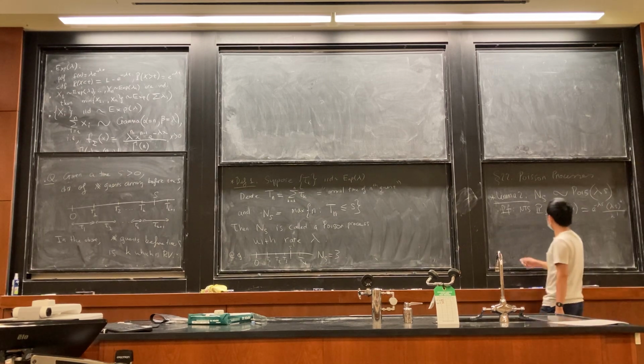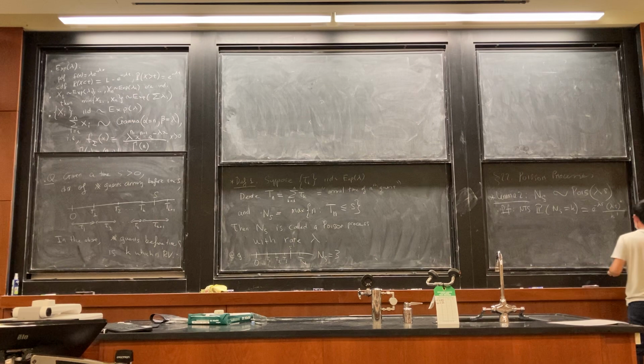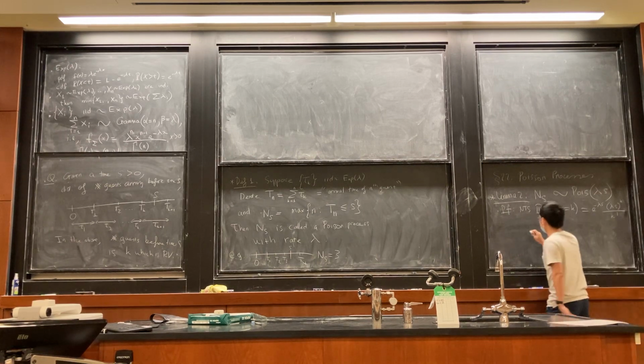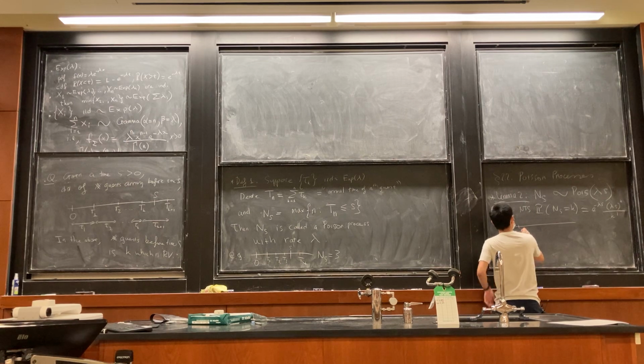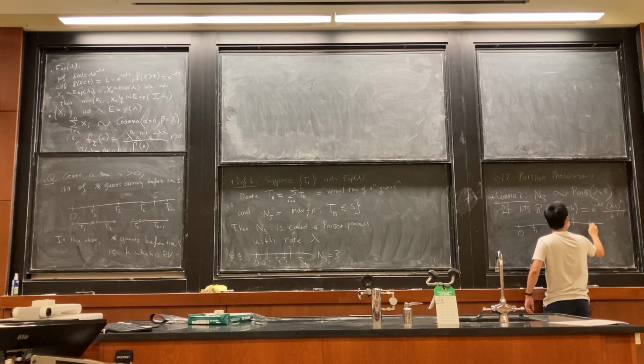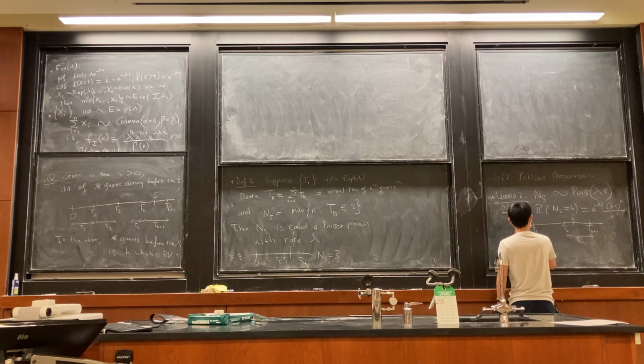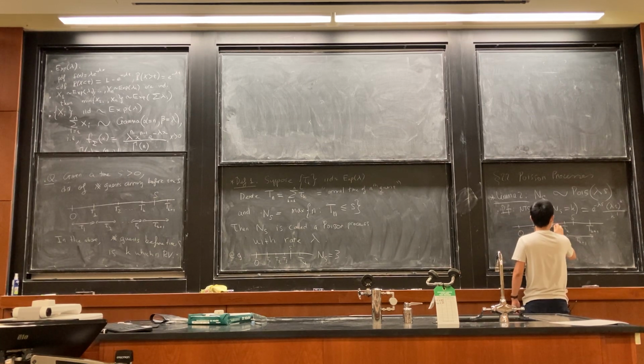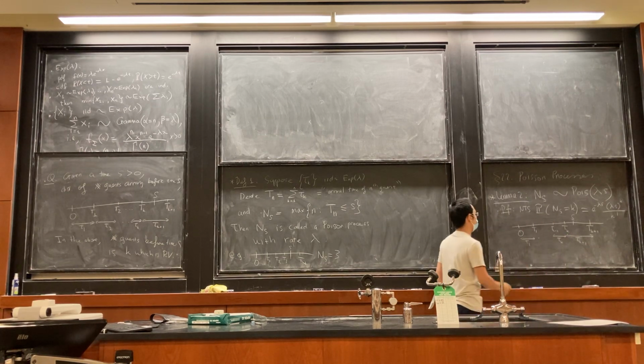So, what does it mean when I say I have exactly k arrivals before time s? Let me sketch it again. 0, T_1, this is T sub k, fixed time s. This has to be T_k plus 1. The length is tau k plus 1. This is tau 1. This is tau k.